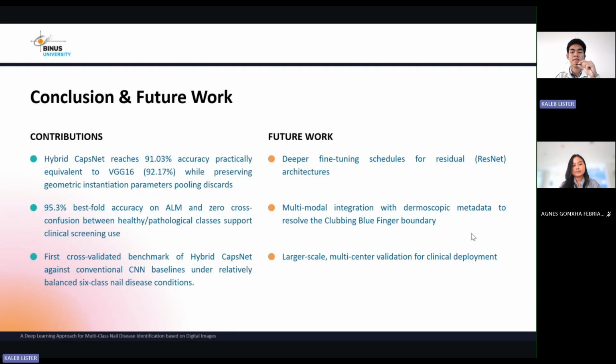For future work, we plan to explore deeper fine-tuning for ResNet, integrate dermoscopic data to resolve the clubbing and Blue finger class boundaries, and validate our model at a larger scale for clinical deployment.